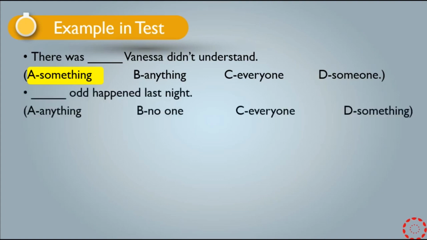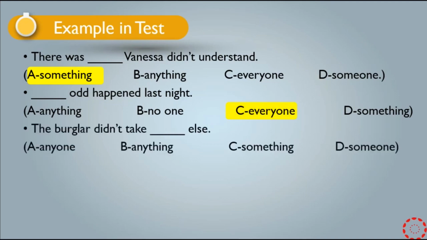Dash, it happened last night. Which one is correct? Everyone. The burglar didn't take anything else.